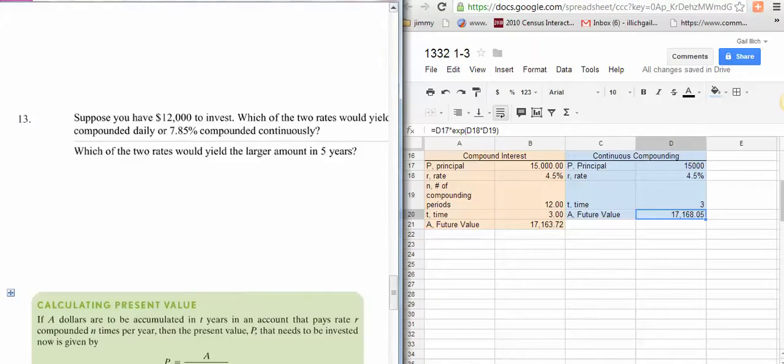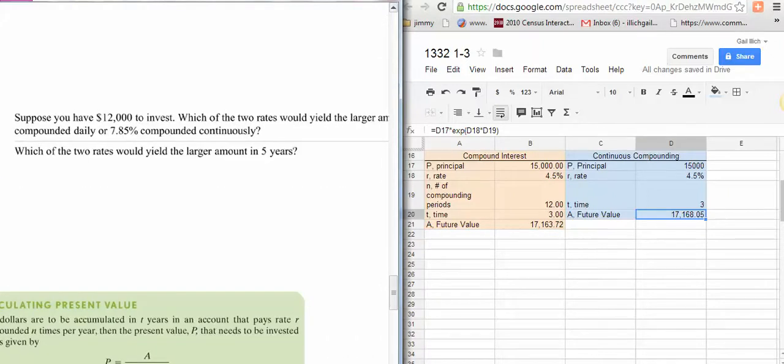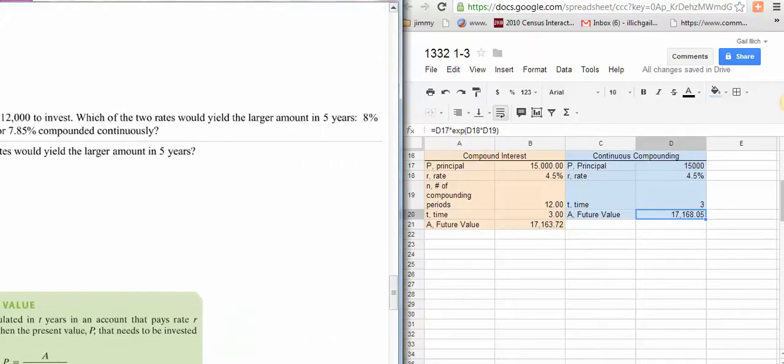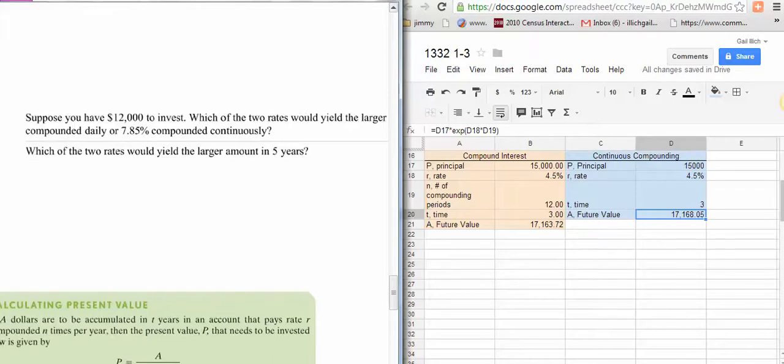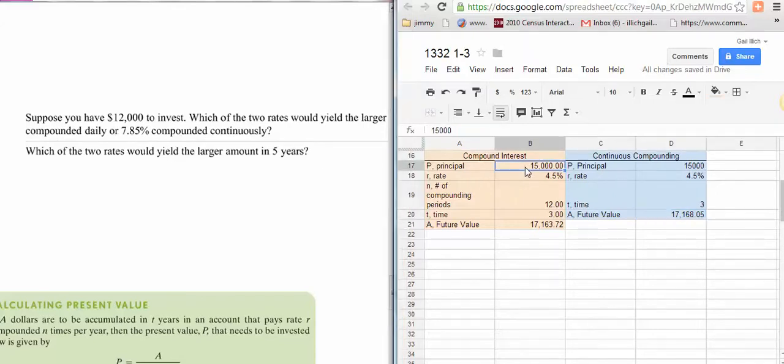It says, suppose you have $12,000 to invest. Which of the 2 rates would yield a larger amount in 5 years? 8% compounded daily or 7.85% compounded continuously? Okay, well that's easy. Now that we have our formulas, 12,000 is what we're going to put in for the principal.